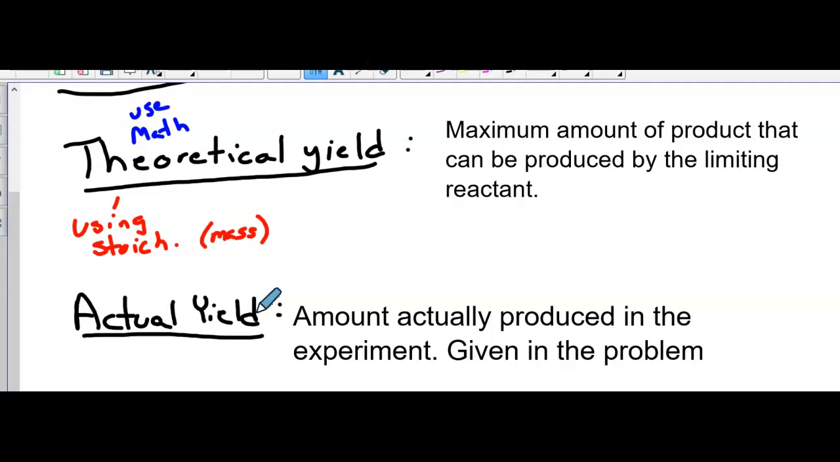So we also have the actual yield. That's the amount that's actually produced in the experiment. That's always given to you in the problem, because you can't know unless you do it yourself, which isn't going to happen. So they'll give that to you in the problem.